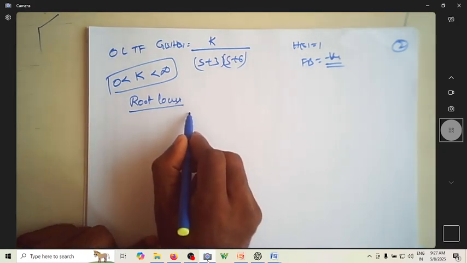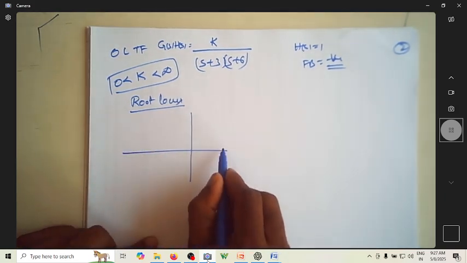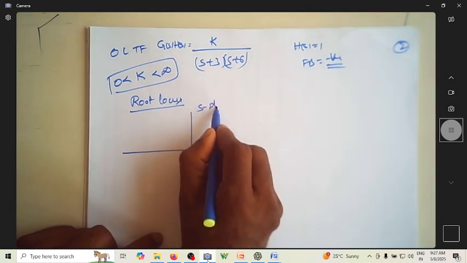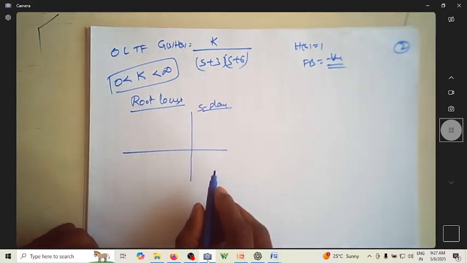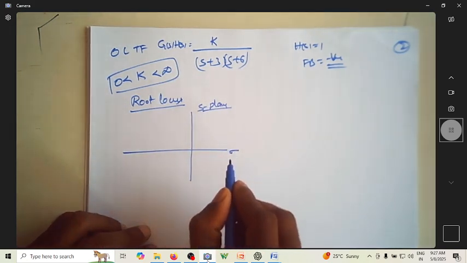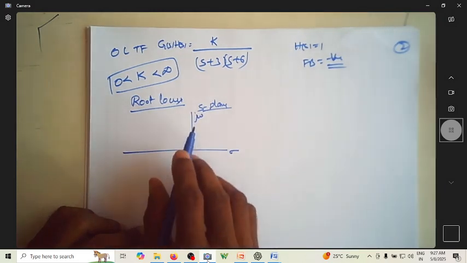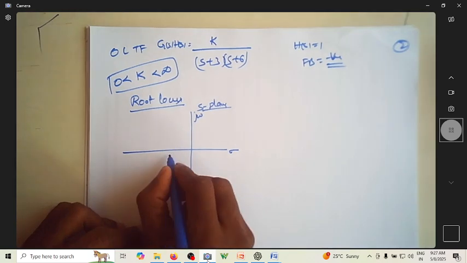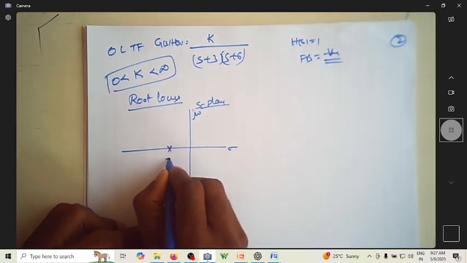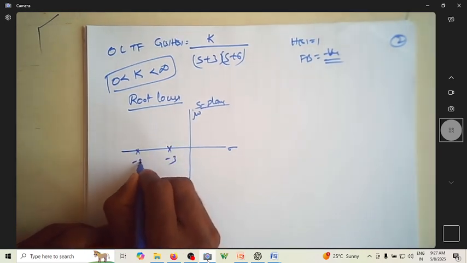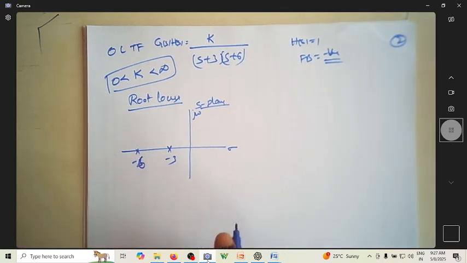So the root locus is on the S plane. This is your real axis. This is your imaginary axis. Here the open loop poles are at -3 and -6.